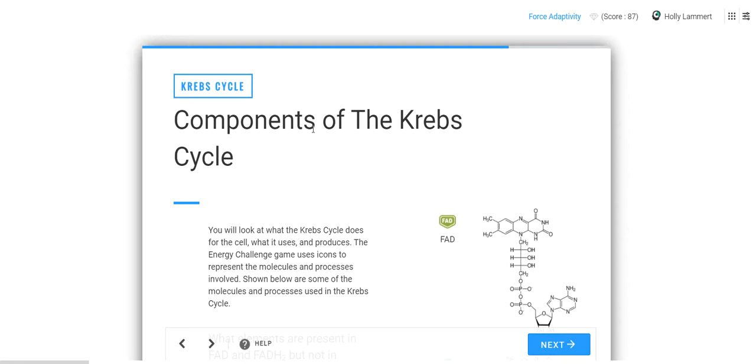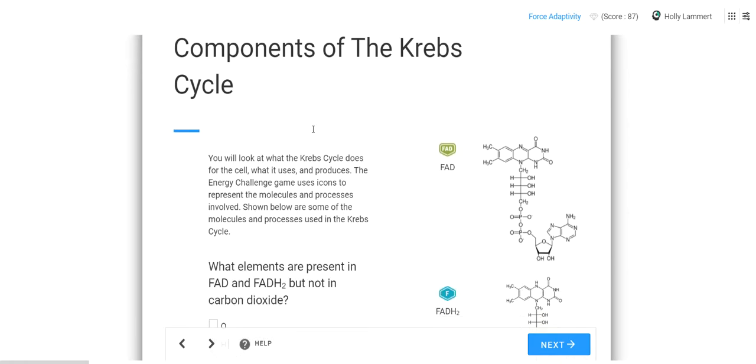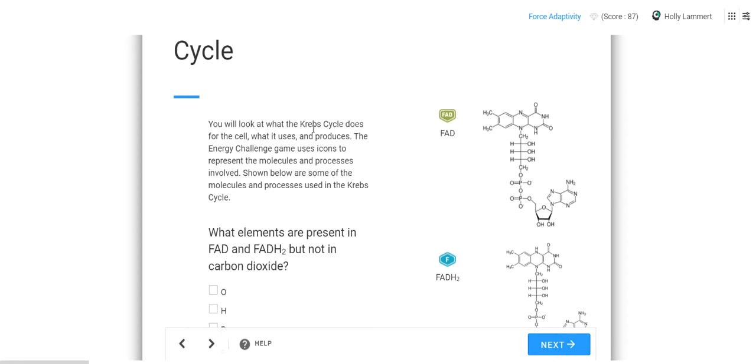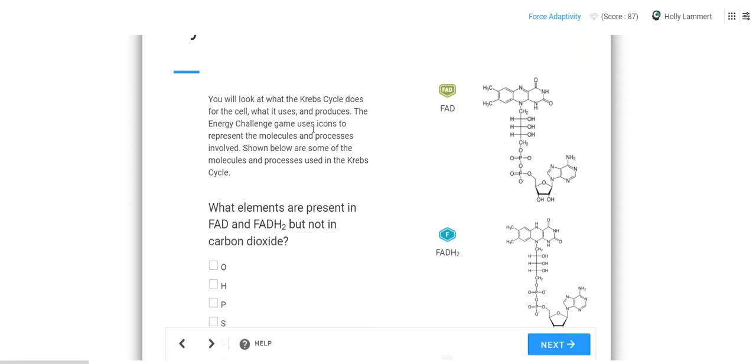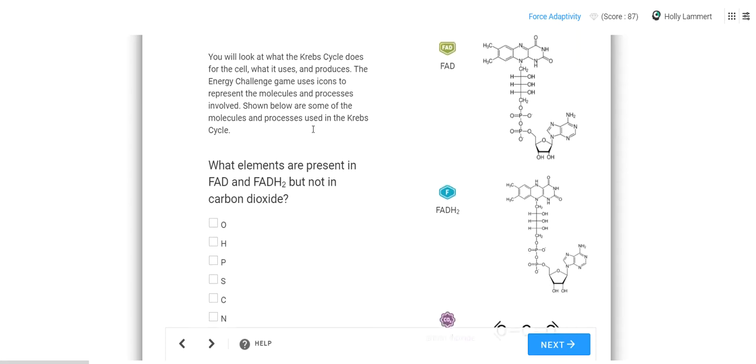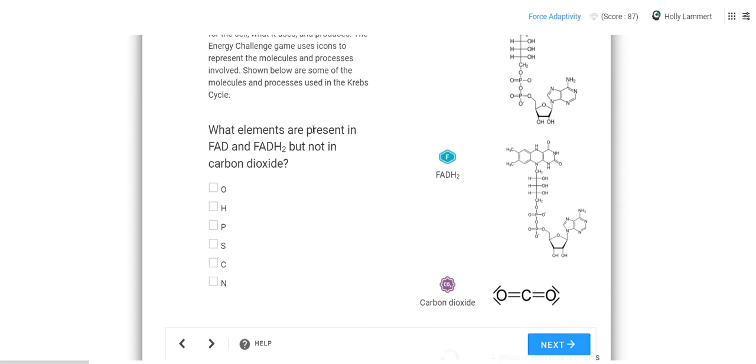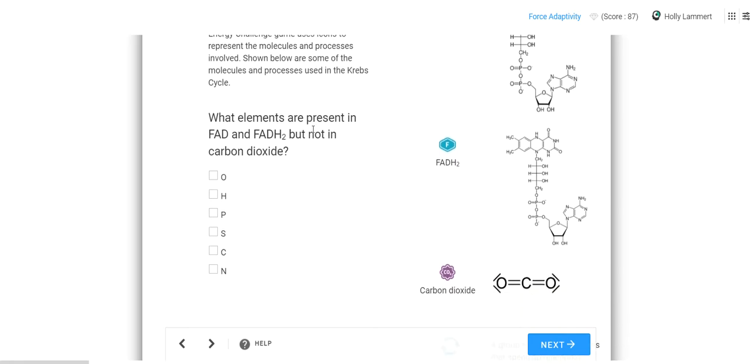The Krebs cycle, components of the Krebs cycle. You will look at what the Krebs cycle does for the cell, what it uses and produces. The energy challenge game uses icons to represent the molecules and processes involved. Shown below are some of the molecules and processes used in the Krebs cycle. What elements are present in FAD, FADH2, but not in carbon dioxide?